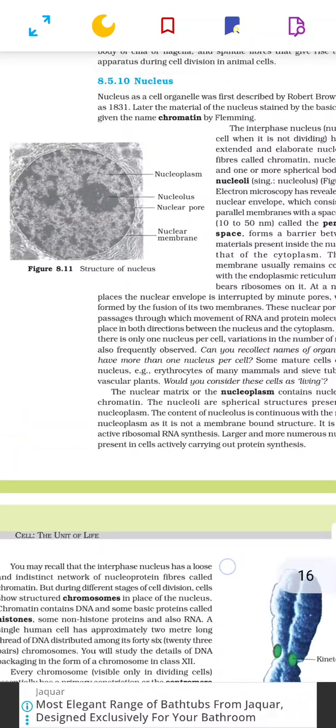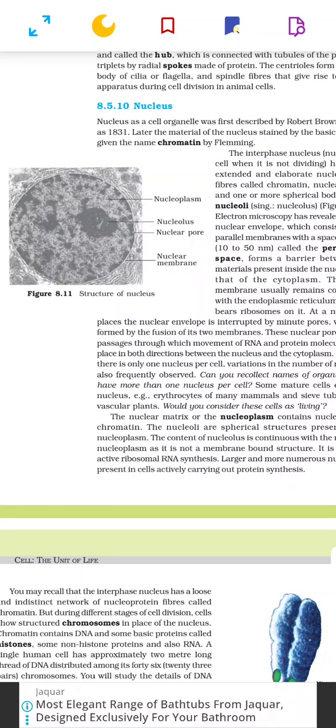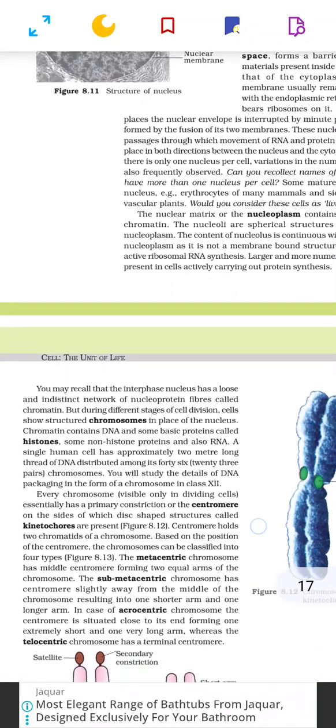So, structure of nucleus: nucleoplasm, nucleolus, nuclear pore, and nuclear membrane. You may recall that the interphase nucleus has a loose and indistinct network of nucleoprotein fibers called chromatin. But during different stages of cell division, the cell shows structured chromosomes in place of the nucleus. Chromatin contains DNA and some basic proteins called histones, some non-histone proteins and also RNA.